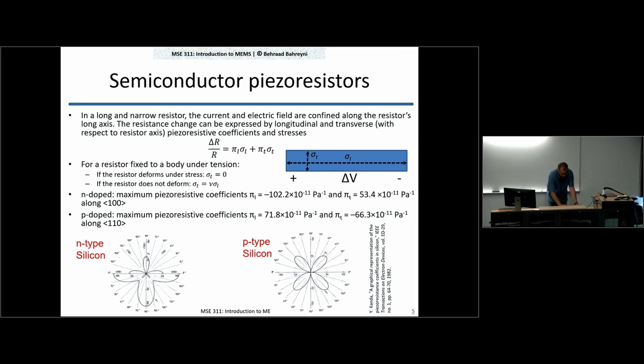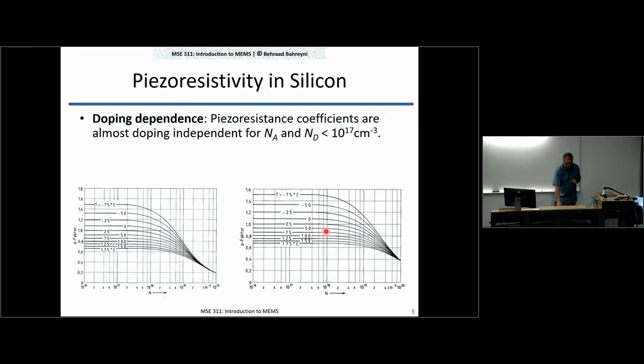Now, one interesting point to note here is that pi L and pi T have different signs. So pi L is negative and pi T is positive for N-type silicon. For P-type silicon, pi L is positive and pi T is negative. And if the second situation over there happens, where your sigma T is nu times sigma L, this actually could give you some benefit, right? You get a contribution from the longitudinal part as well as the transverse part. But as I said, in most cases, sigma T is going to be fairly small.